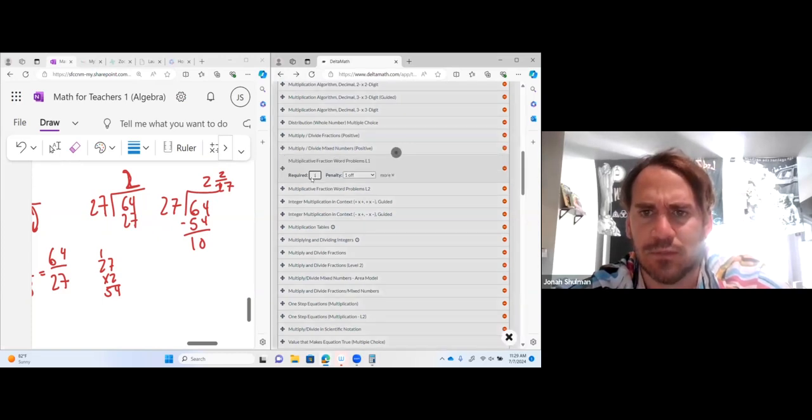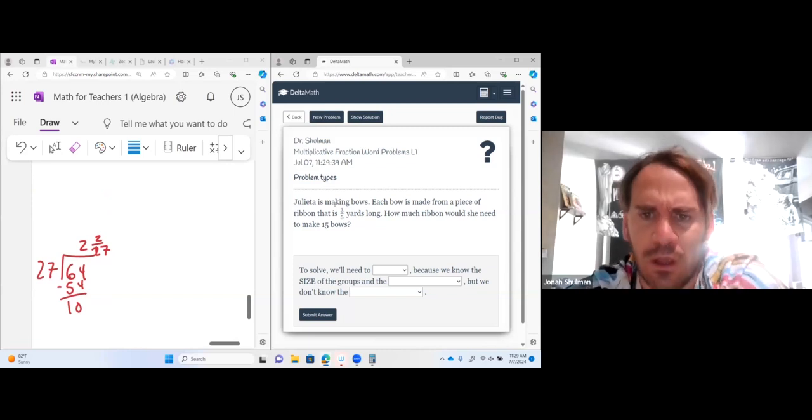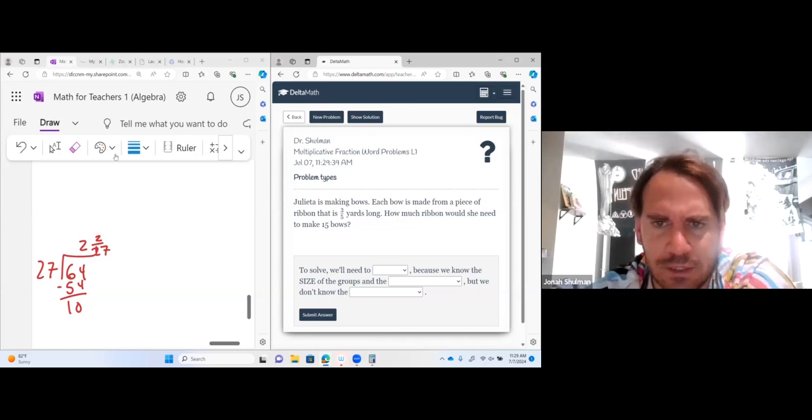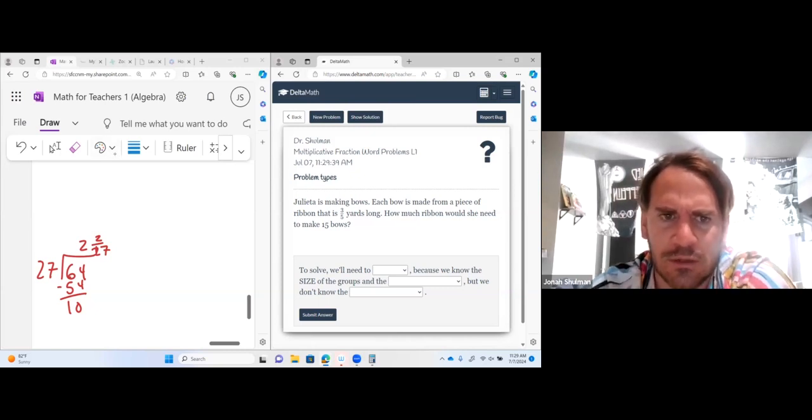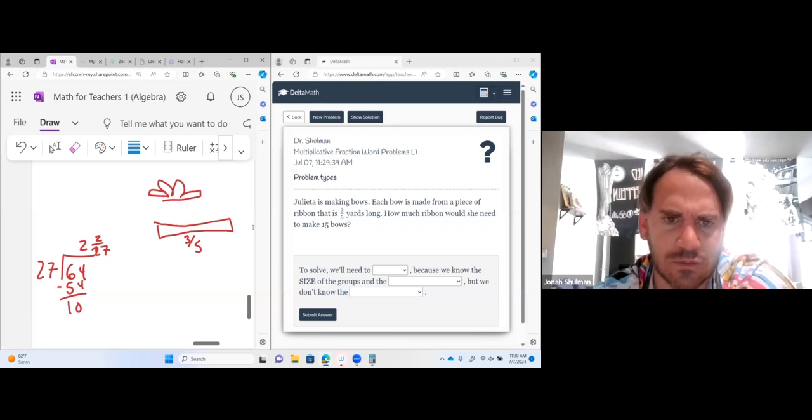Let's do some word problems. These are other ways you'll definitely be seeing them. So Juliet is making bows. Each bow is made from a piece of ribbon. Okay, so she's making bows, right? Pretty bows. Each bow is from a ribbon that is 3/5 yards long. How much ribbon will it take to make 15 bows? So if it's 3/5, I want 15 of them, right? We have to multiply 3/5 times 15, cancel the bottom and the top.